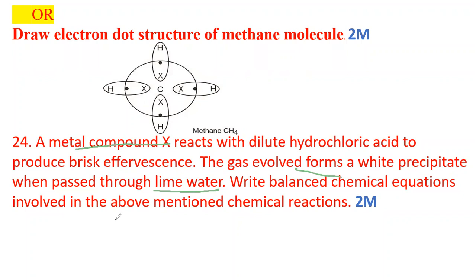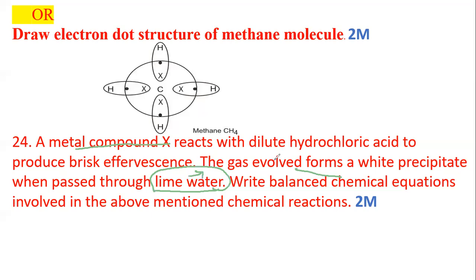Check the metal compounds: metal carbonates, metal sulfates, metal phosphates, metal oxides, metal chlorides. Where is the possibility of producing a gas that converts lime water? When that gas is passed through lime water, it should form a white precipitate. You think in that manner. I hope you got the idea that the metal compound is sodium bicarbonate or sodium carbonate.